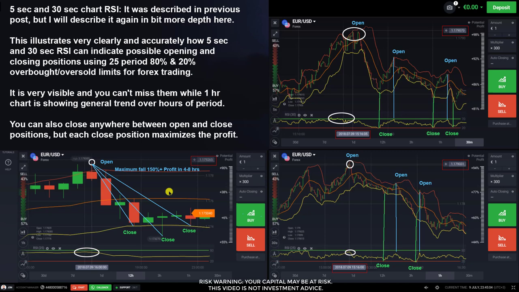In other words, if the candle reaches the other end of the limit, the overbought and oversold, top and bottom limit, green and red line, once it reaches there, and if there's a profit, you just have to close it.